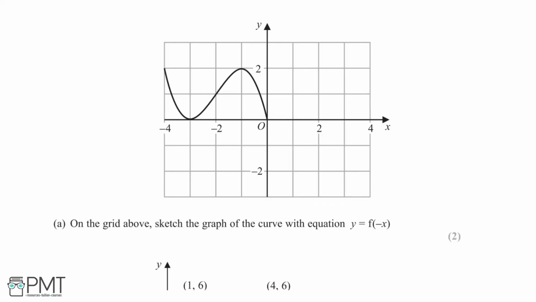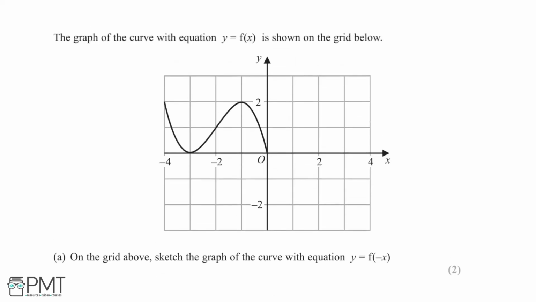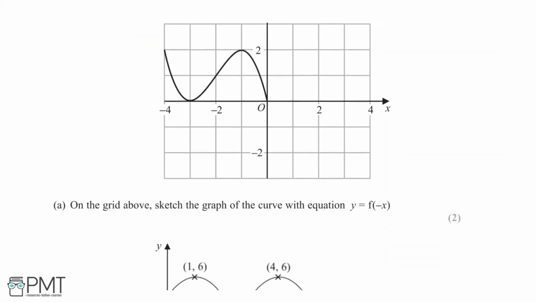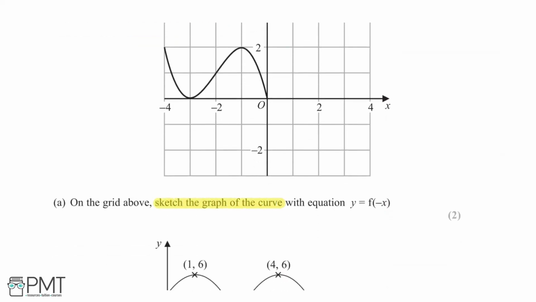So we have been given this graph here. We're told that the graph of the curve with equation y equals f(x) is shown. On the graph we have been asked to sketch the graph with equation y equals f(minus x) for 2 marks. If we have y equals f of minus x, we flip in the y axis, because it is the x which is taking the negative and changing. So let's first start off by marking some key points, and then we'll draw the curve.